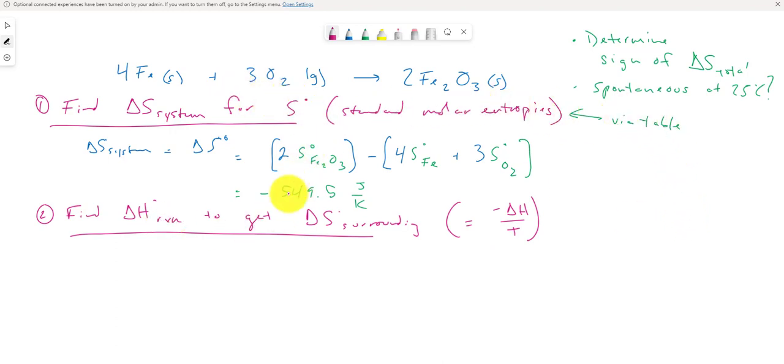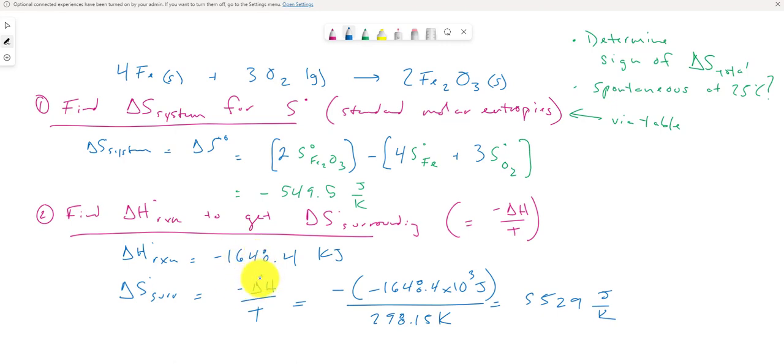Again, we'd go to a table, we'd find what the individual enthalpy changes are, or the enthalpy of formation for each of these things, and we would take products minus reactants. So I'll skip that part because that's something that you know how to do well from back in Chem 107. So we'll just tabulate that. We get an enthalpy change under STP of minus 1648.4 kilojoules, remember, and then the delta S surroundings.